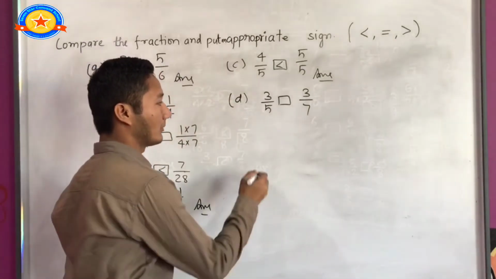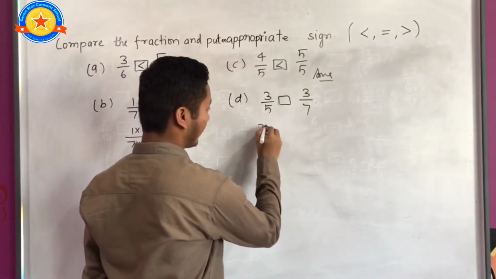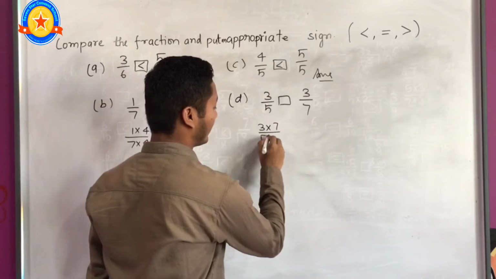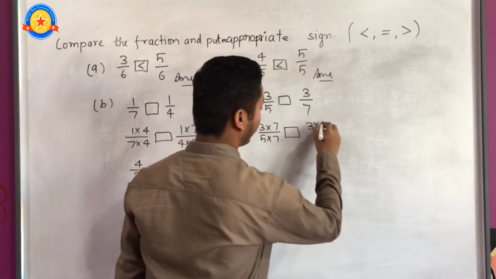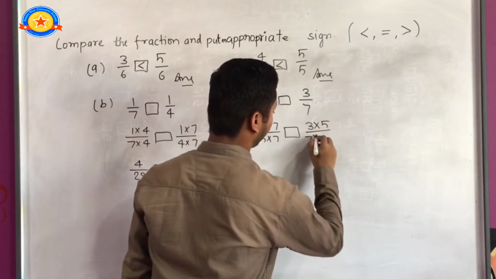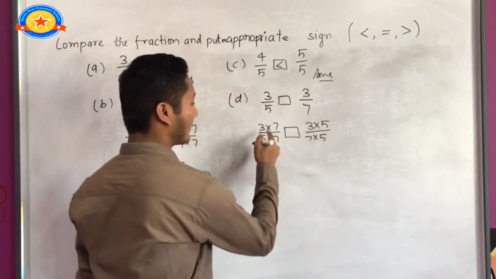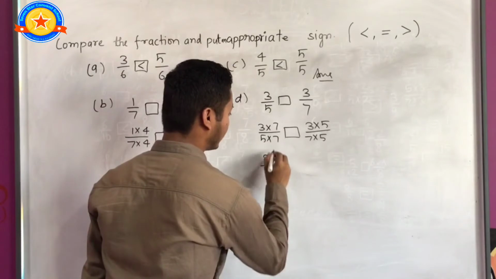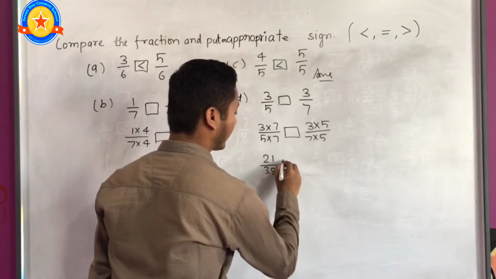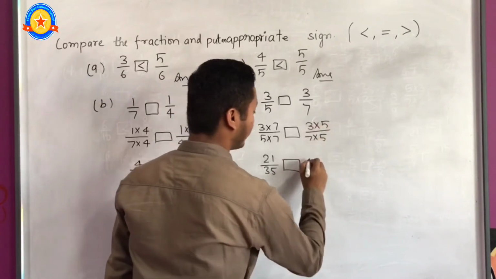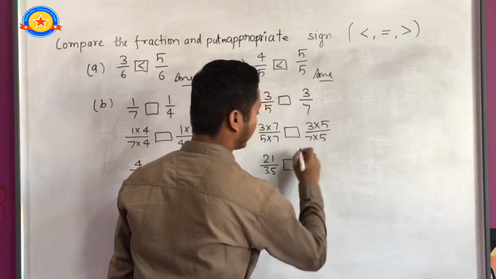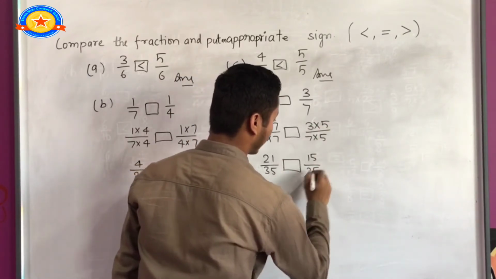In this case, we need to make the denominator same. 3 into 7 by 5 into 7, and 3 into 5 by 7 into 5. Now it becomes 7 3s are 21 upon 7 5s are 35, and it becomes 5 3s are 15 upon 7 5s are 35.